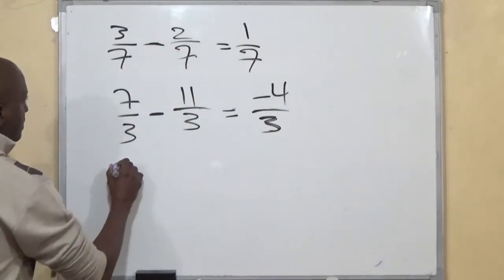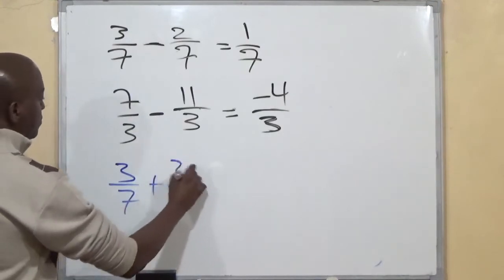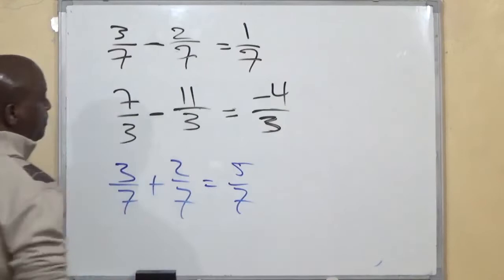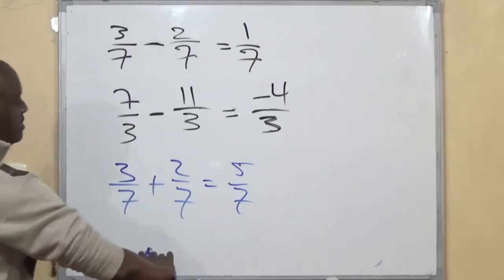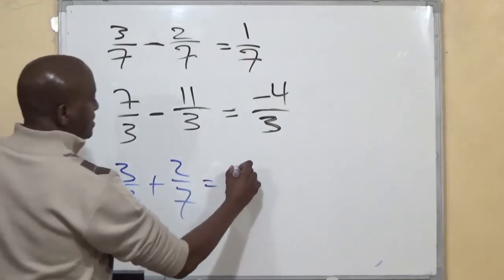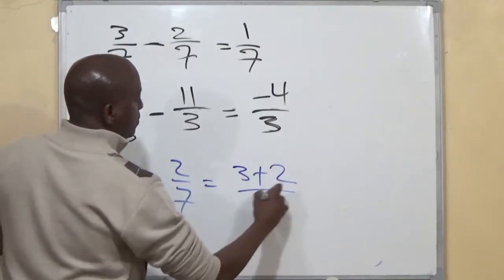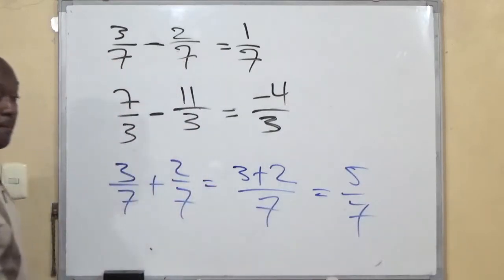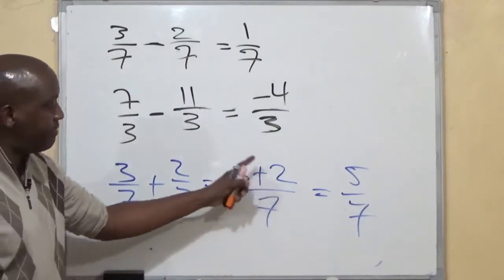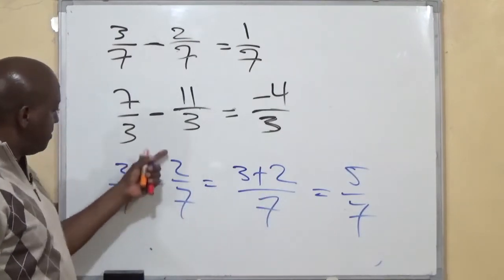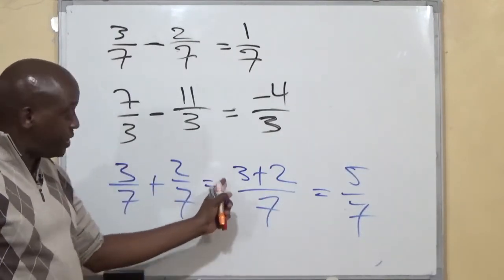Because 3 over 7 plus 2 over 7 is the same thing as 5 over 7. What this actually means is that 3 over 7 plus 2 over 7 is the same as 3 plus 2 over 7, which is equal to 5 over 7. This is a very important skill in maths. You have to be able to see that 3 over 7 plus 2 over 7 is actually 3 plus 2 over 7.